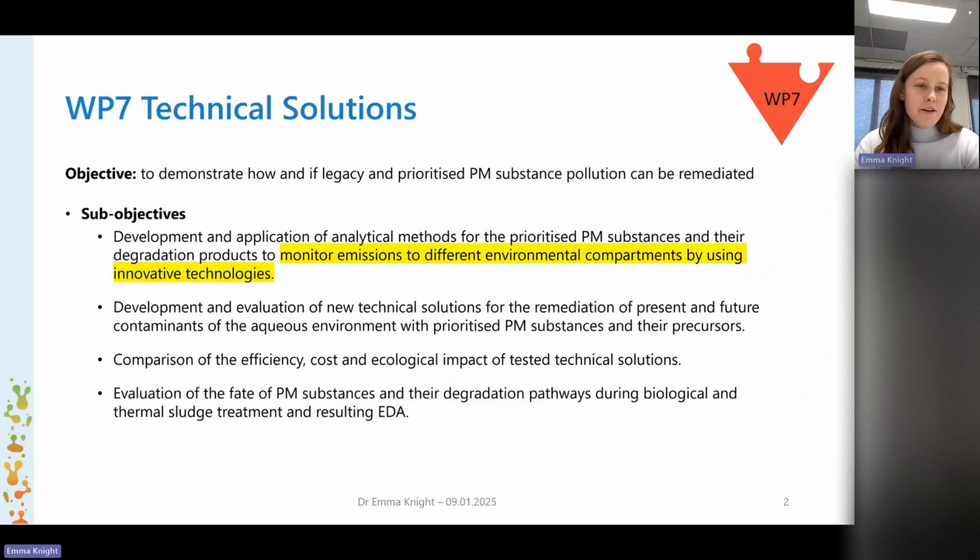Okay, so I'm part of Work Package 7, Technical Solutions, where the objective is to demonstrate how and if legacy prioritized PM substance pollution can be remediated. And part of my project here is looking at monitoring those emissions from the treatment technologies developed by our partners on ZeroPM using passive sampling.